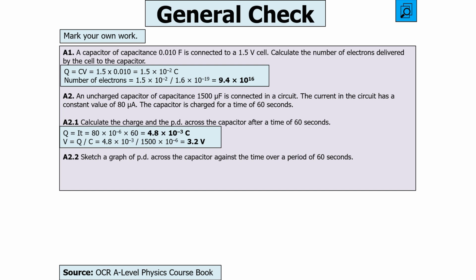Now, if you look on here, how will the potential difference go against the time? Well, you'll notice that it'll be a straight line graph through the origin, and you'll get a value of V equals 3.2 at 60 seconds, from the answer to our previous question.